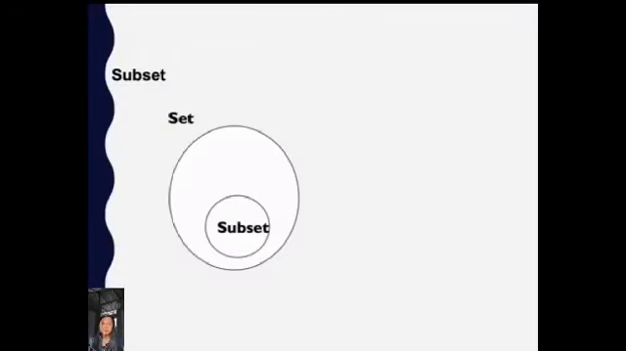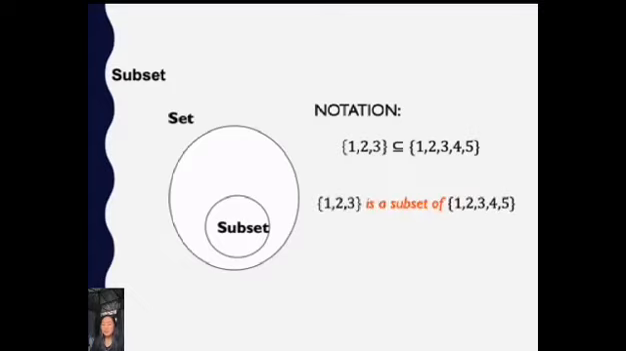A subset is a portion or group of a set that is within a defined set, sometimes called a proper subset. It can be written using this notation. It means {1, 2, 3} is a subset of the set {1, 2, 3, 4, 5}.